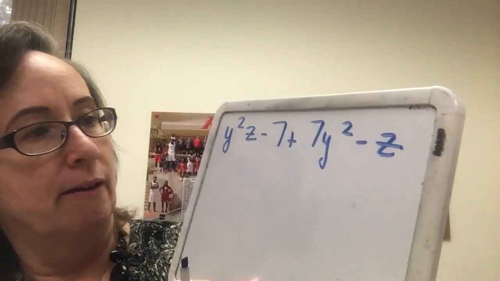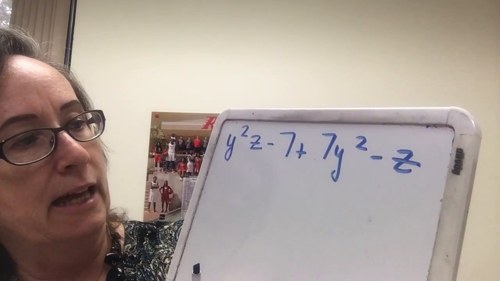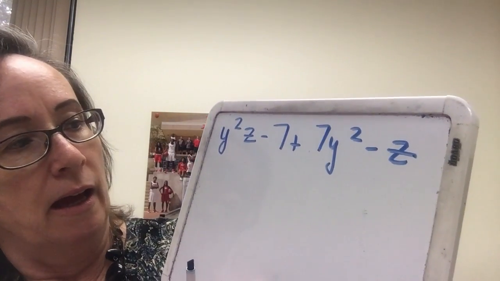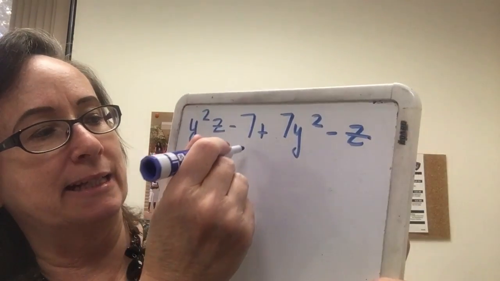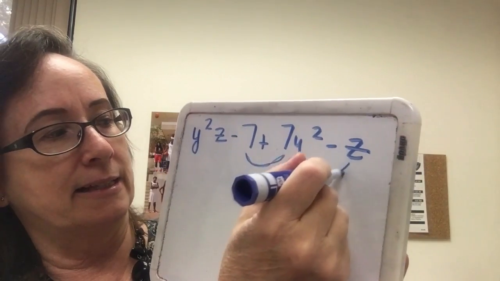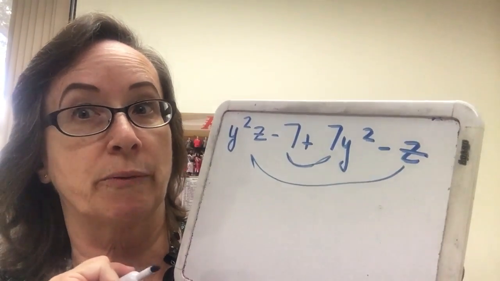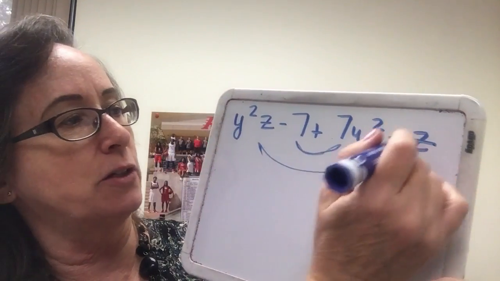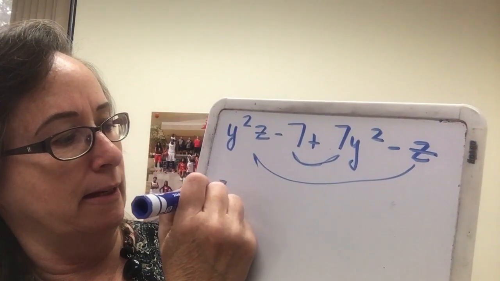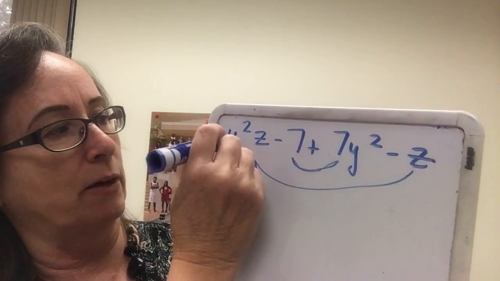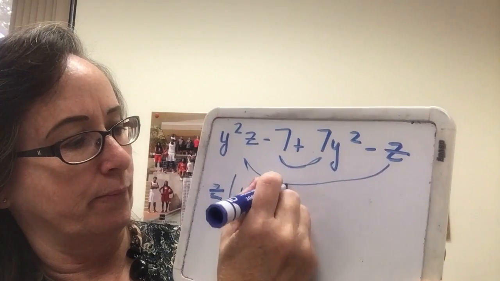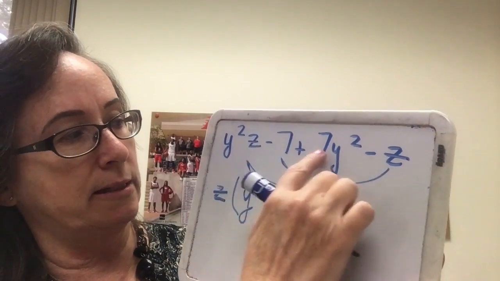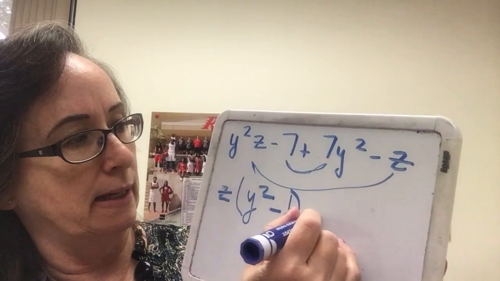All right, so here is another factoring by grouping problem. Okay, so on this one, I'm going to go ahead and group it differently than just the first and the last, because I can see 7's here and I can see z's here. So I'm just going to rearrange it a little bit. So out of the first one, I'm going to pull out a z. And when I pull out a z, I'll get a y squared and then a minus 1. Okay? And then over here with these two, I'm going to pull out a 7.